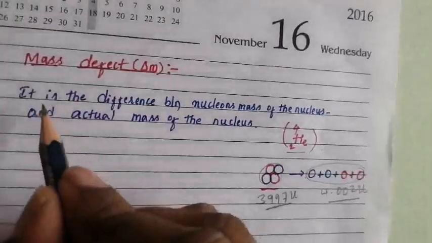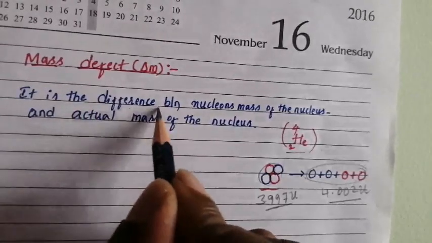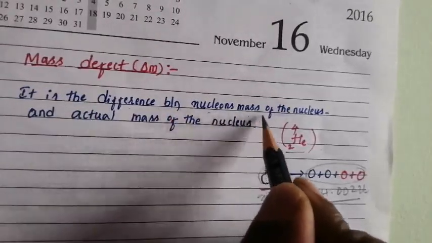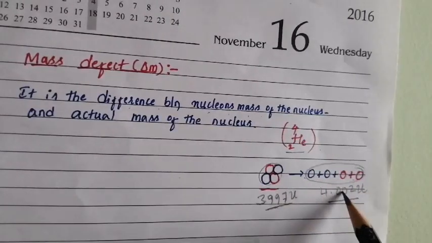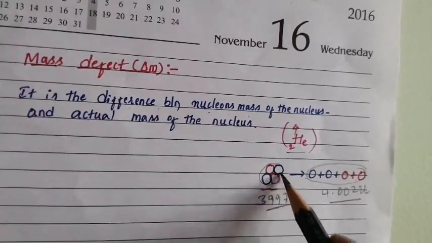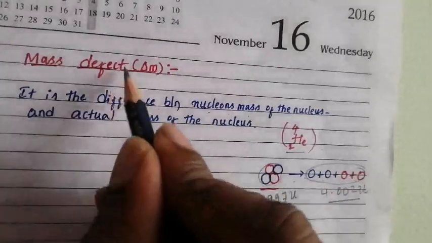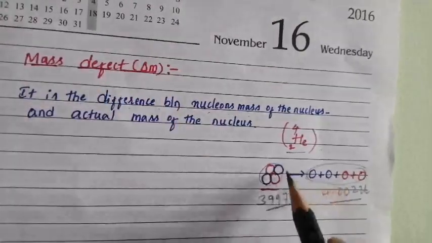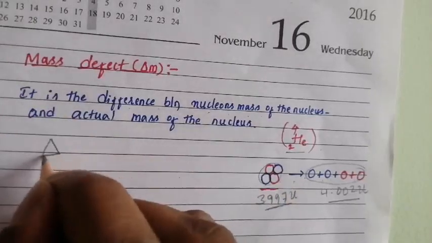So now we can understand the definition. It is the difference between nucleon mass of the nucleus, this is nucleon's mass of the nucleus, and the actual mass of the nucleus. So this difference, that is small mass difference, is called as mass defect, that is delta M.